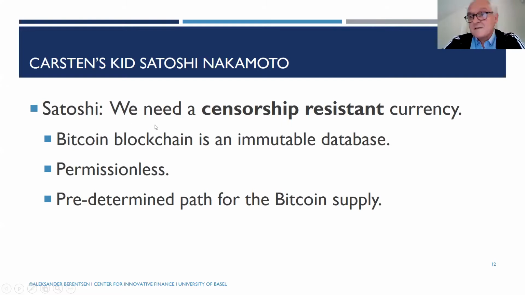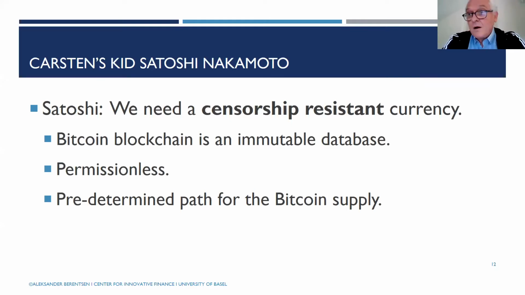Now, what did Satoshi do? He saw all these things, and he said, okay, we need to do this differently. We need a censorship-resistant currency. And a censorship-resistant currency requires a database that is immutable. That's why he invented the Bitcoin blockchain. Then he also invented this idea of permissionless, right? Everybody can participate in all the different roles. There is no entry control, no exit control, nothing like this.